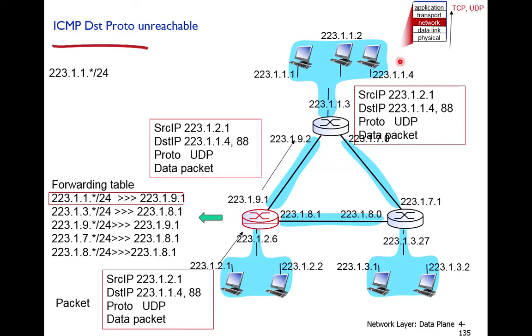And suppose port number 88 for the UDP protocol is closed here. It is not running and not available here. It is closed for the UDP protocol. So UDP will discard this message because the destination port number 88 is not available here.